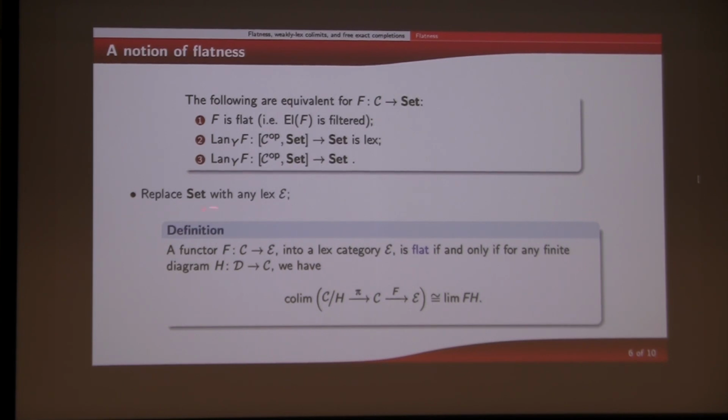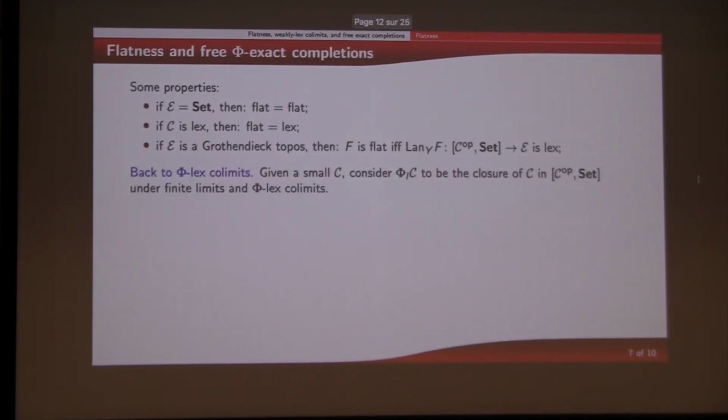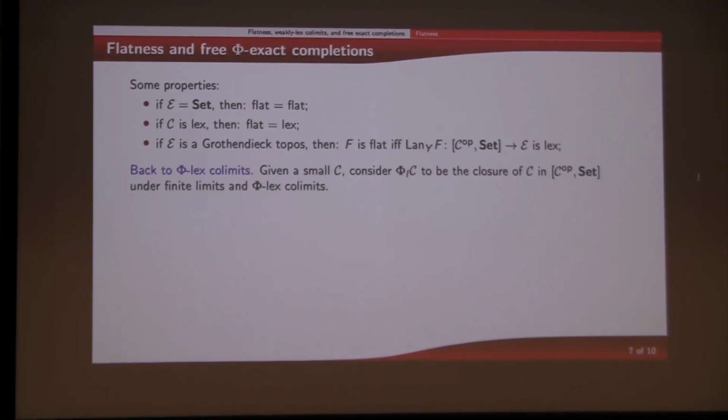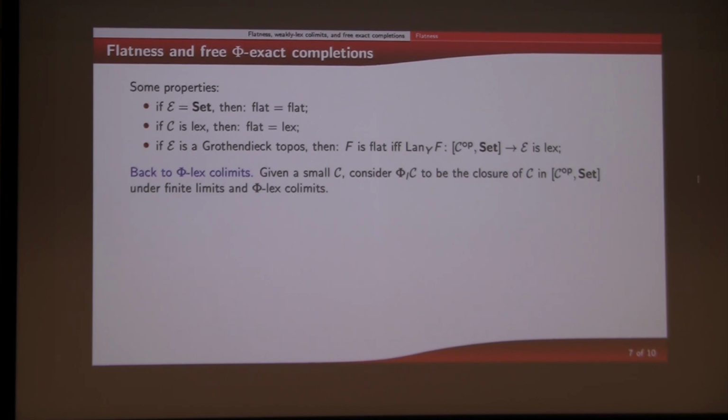I say that a functor from C to E is flat if for any finite diagram H from D to C, this colimit exists and is isomorphic to the limit in the target category, which exists because I'm assuming that E exists. Okay, so let's check the first few properties. If E is Set, by definition, we recover the usual notion of flatness. If C is lex, as it was in the case of left exact functors, flatness and being lex are the same.